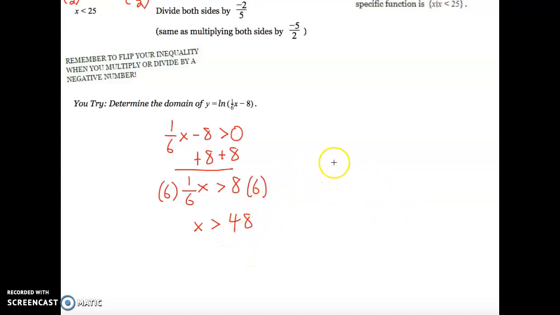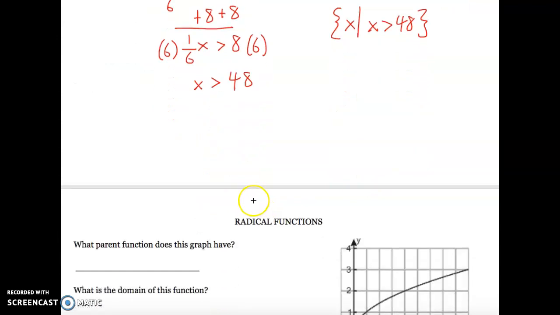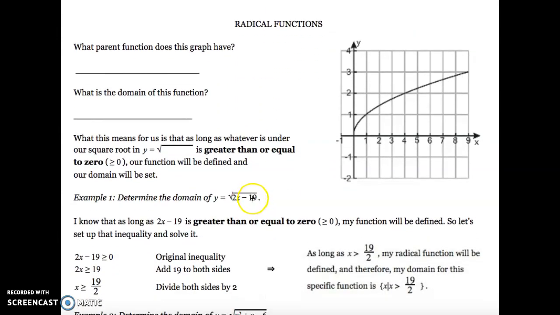So then if I'm going to actually write out my domain for this logarithmic expression, the set of all x values such that x is greater than 48. Excellent. So that's how you handle all logarithmic equations. Next, we're going to move on to radical functions.